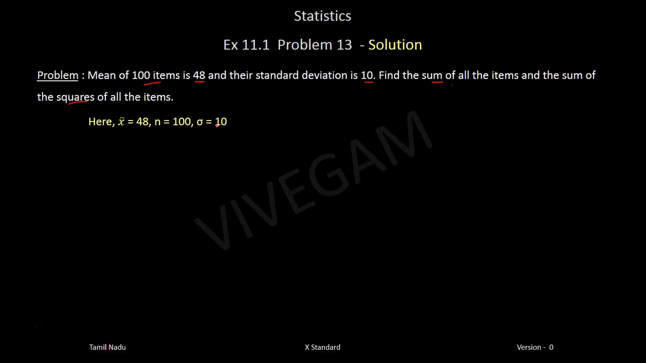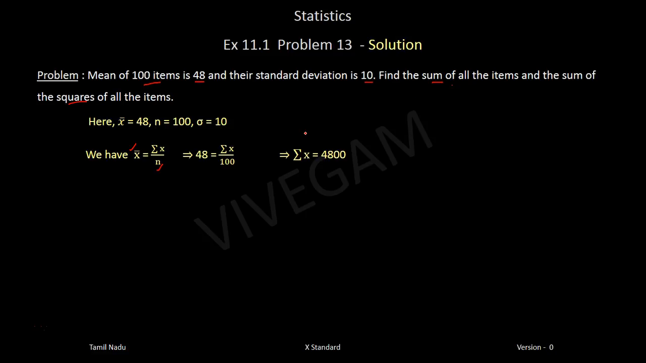So here the mean x bar is 48. N, the number of items, is 100. Sigma, the standard deviation, is 10, and the variance is 100, right? Because 10 square. We have the mean equal to sigma x by n. In this formula the mean is known, which is 48, and n is known, this is 100. So if you substitute and simplify, you'll be able to get sigma x. That is what we are asked to find, the sum of all the items, right?